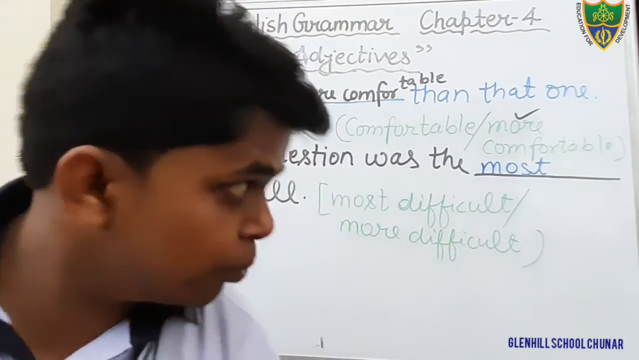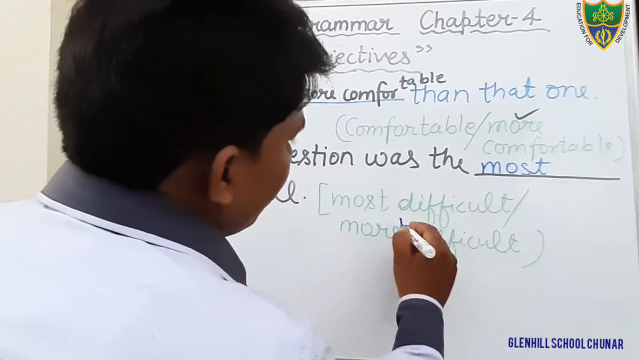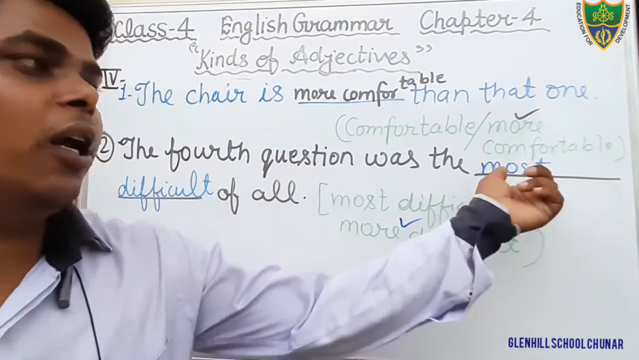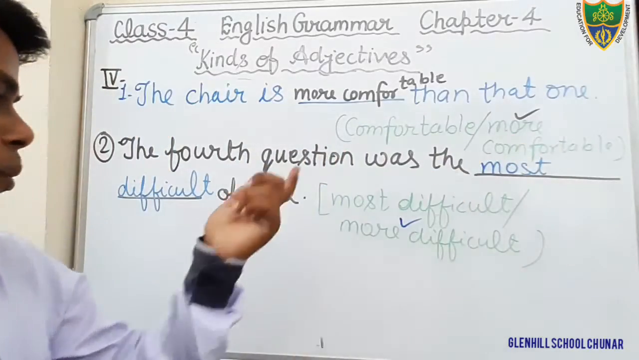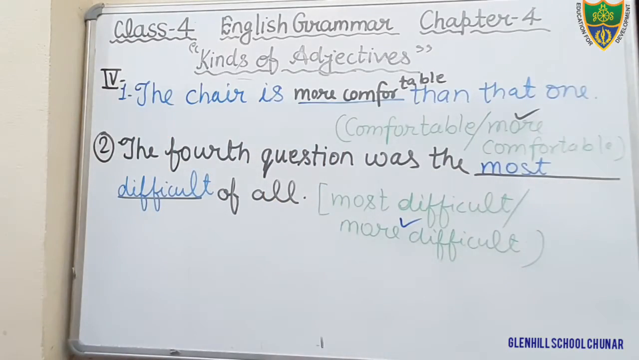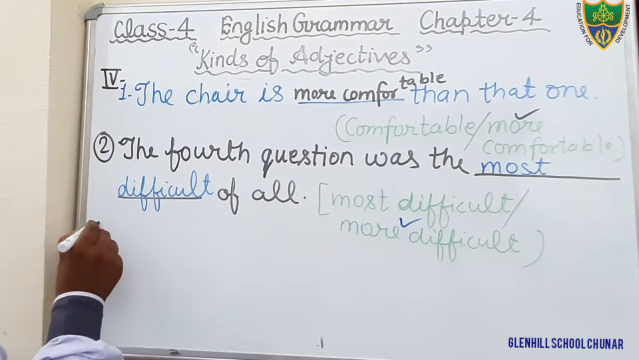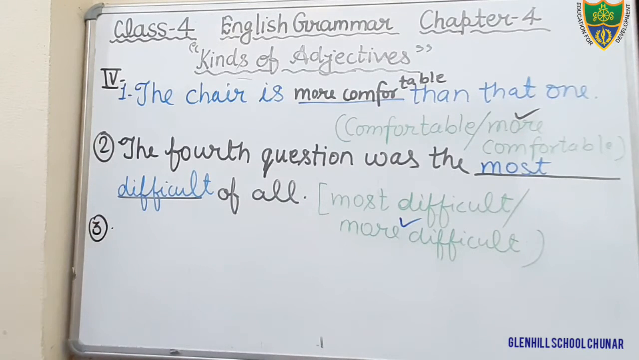What would be the correct option? The correct option is most difficult. So you also tick on that option and fill in the blanks, most difficult. Okay students, so just complete it. Now we will discuss question number third.